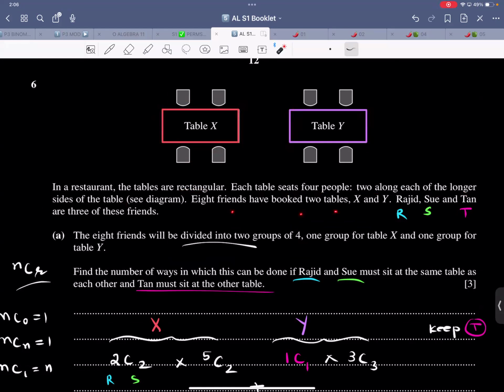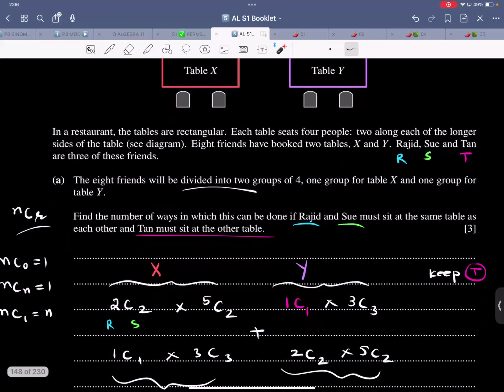8 friends have booked 2 tables, X and Y. R, S, and T are three of these friends. Part A: the 8 friends will be divided into 2 groups, division of groups, combination, one for table X, one for table Y. Find the number of ways in which this can be done if R and S must sit at the same table as each other and T must sit on the other table.